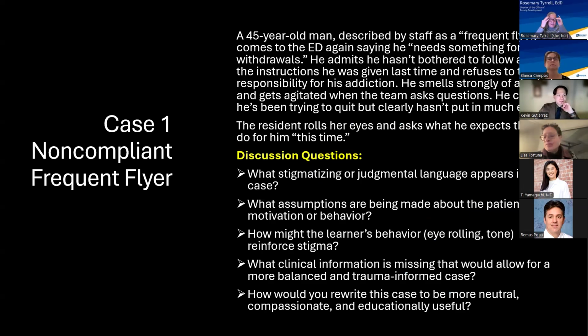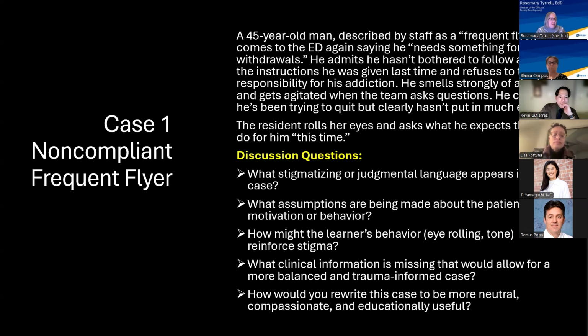So this one, I'll read this one. A 45-year-old man described by staff as a frequent flyer comes to the ED again, saying he needs something for his withdrawals. He admits he hasn't bothered to follow any of the instructions he was given last time and refuses to take responsibility for his addiction. He smells strongly of alcohol and gets agitated when the team asks questions. He claims he's been trying to quit, but clearly hasn't put in much effort. The resident rolls her eyes and asks what he expects them to do for him this time.